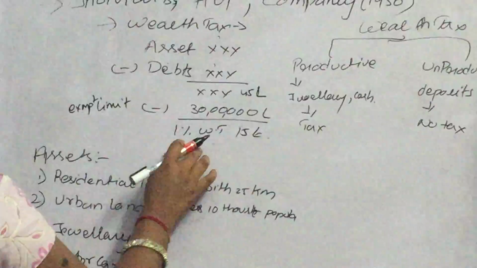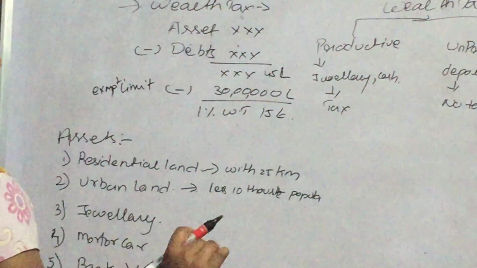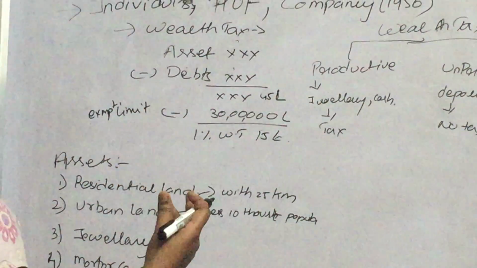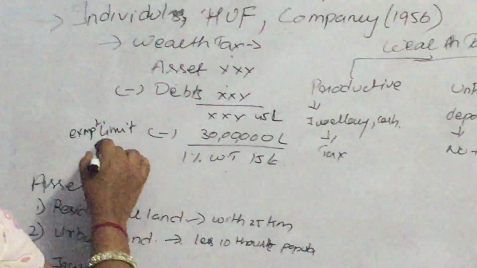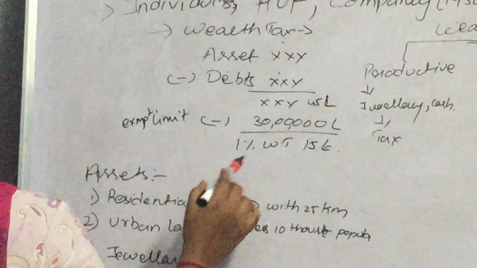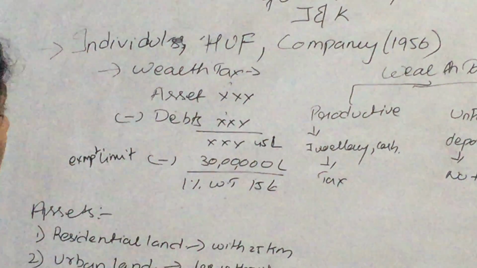On that 15 lakhs I have to pay wealth tax to the government at 1%. Wealth tax is a direct tax where the assessee is directly liable to pay the wealth tax to the government. The exemption limit is 30 lakhs, the rate charged is 1%, and the persons involved are individuals, HUF and companies.